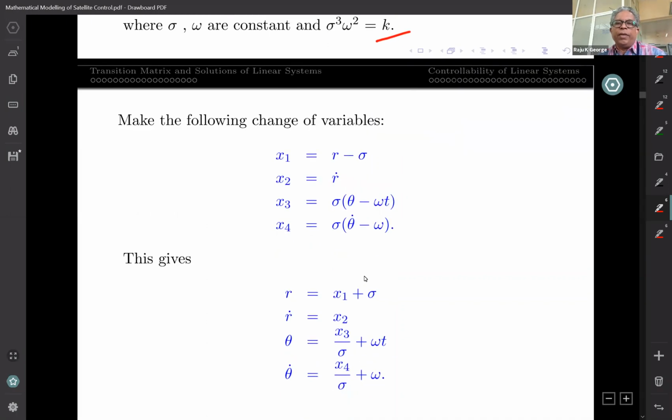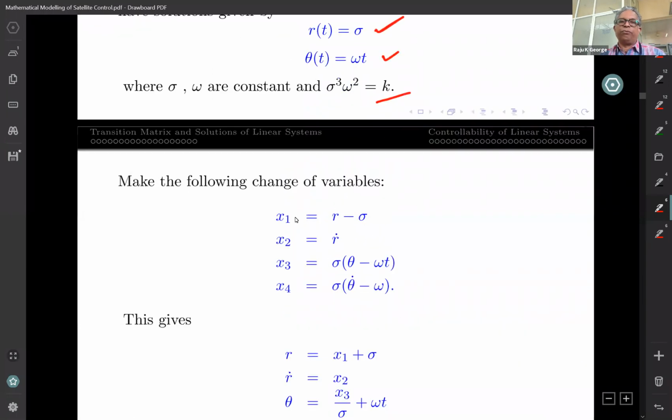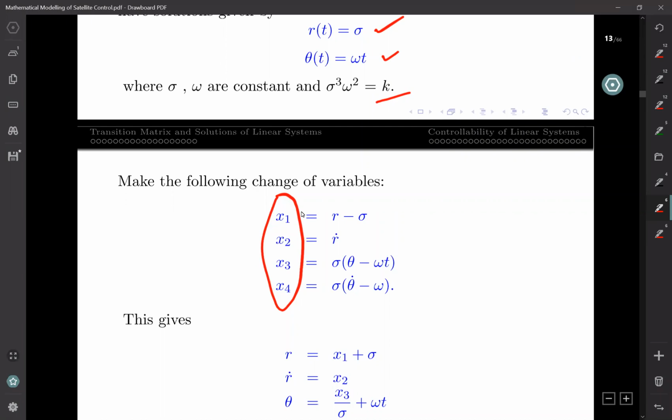So from this, r is x1 plus sigma, and r dot is x2, and theta is x3 by sigma plus omega t, and theta dot is x4 by sigma plus omega. Now I have defined these four state variables. x1 has to do with the radial position, x2 is the radial velocity, and x3 has to do with its angular position.